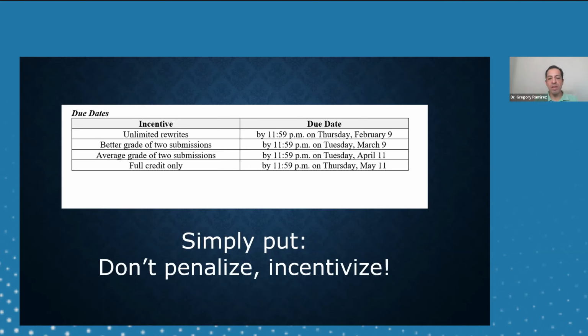Try to find a way to get those students interested, or appeal to that intrinsic motivation for the students, as opposed to wagging the finger at them and suggesting that they need to get it in or else. Using that type of idea right there.